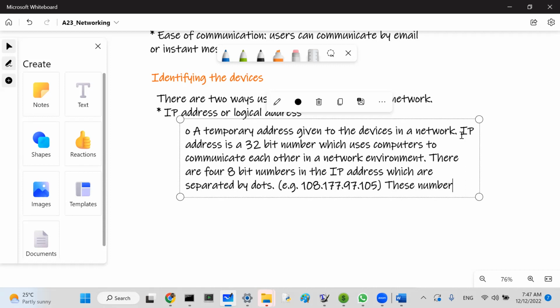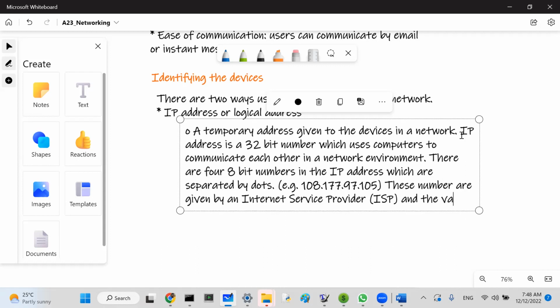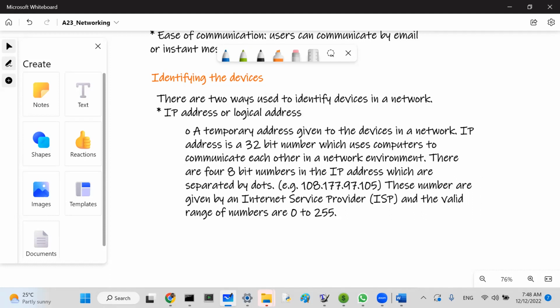These numbers are given by an internet service provider, or in short, ISP. And the valid range of numbers is 0 to 255. Right, make a note of this.